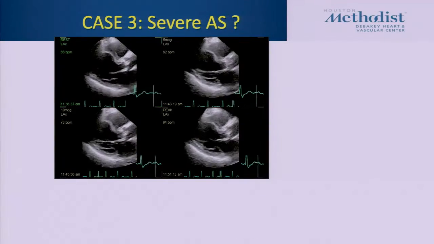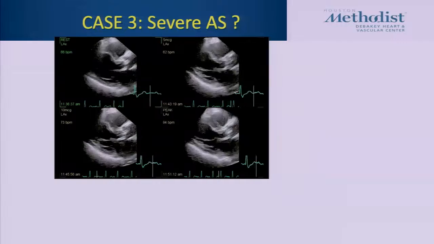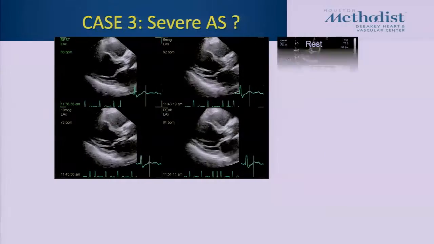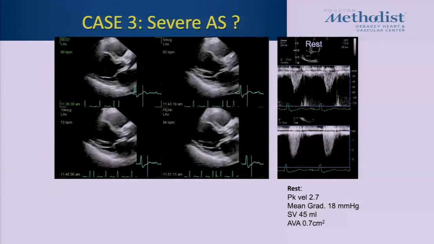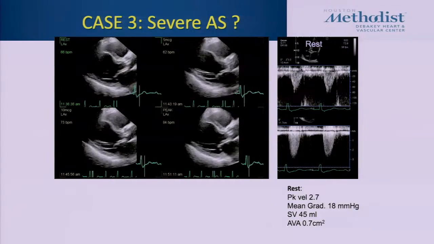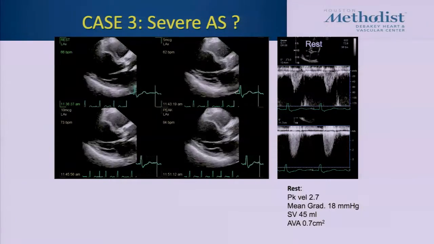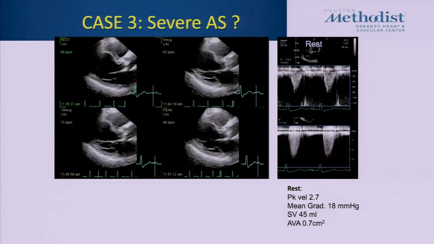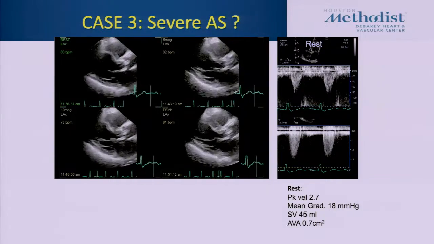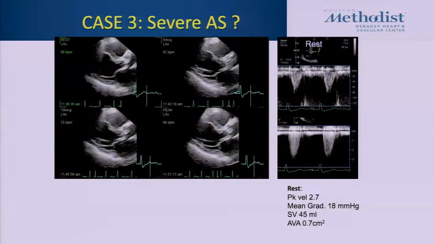Okay. Another one, one more of these. Bad looking ventricle. There's the rest Doppler, same velocity, 2.7, mean gradient of 18, stroke volume 45. This time the valve area is 0.7. Before it was 0.9, now it's 0.7. So again, is this that situation where the valve only opens as much as it has to? Flow is so low that it doesn't need more than 0.7 to actually eject the stroke volume?